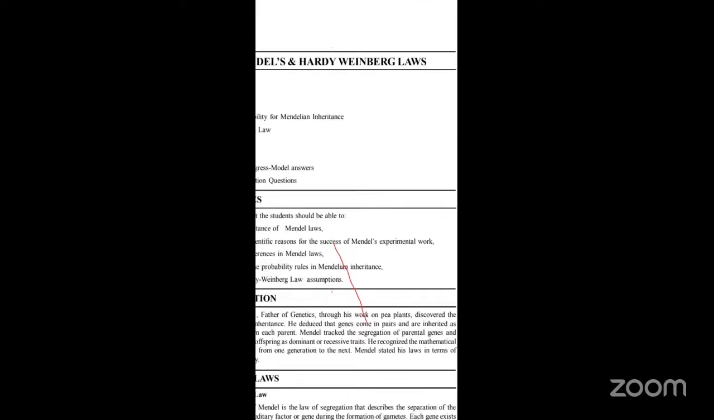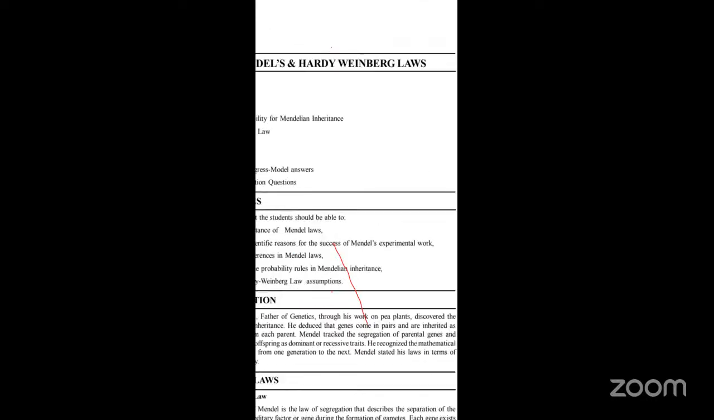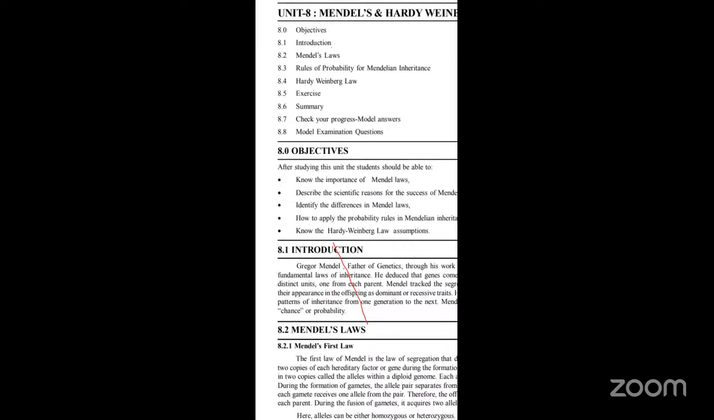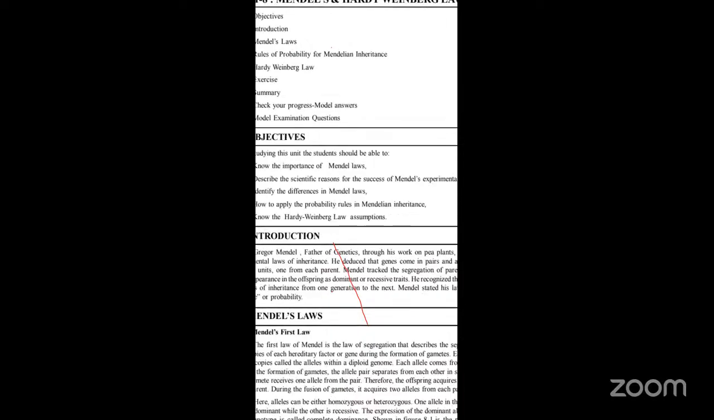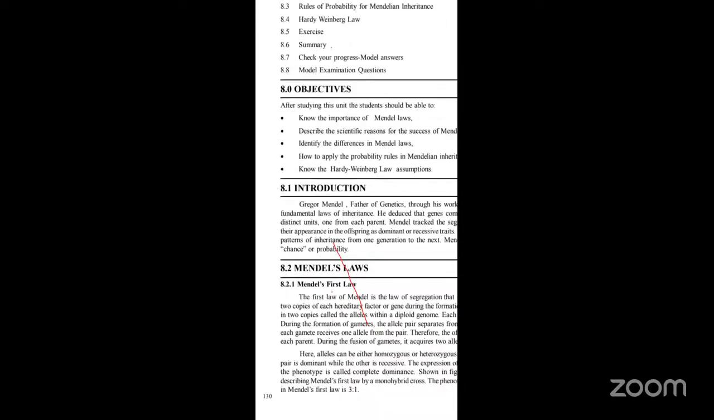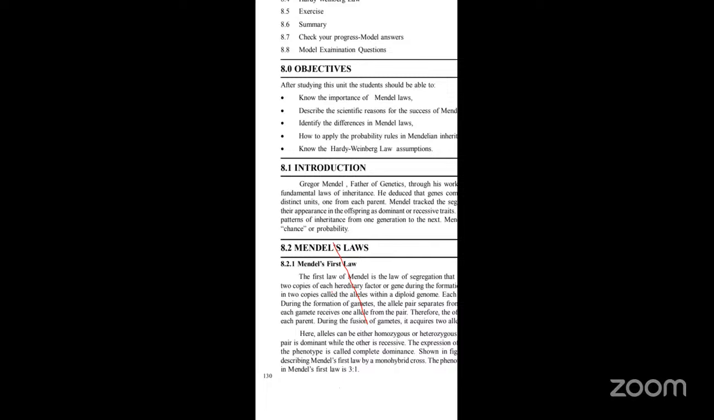A brief introduction I am giving you to Mendel's and Hardy-Weinberg laws. The main objectives of Mendel's laws: describe the scientific reasons for the success of Mendel's experimental work, identify the differences in Mendel's laws, and how to apply the probability rules in Mendelian inheritance. So here are the Hardy-Weinberg law assumptions.